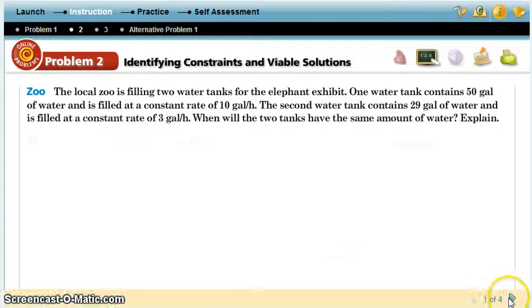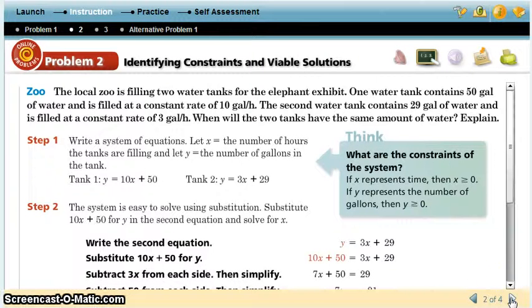So now what we have to do is we've got to actually set up our equations. Now this is our think box here that we just discussed, how we've got to have time and gallons greater than or equal to 0. So if we have any negative numbers, this is not going to be a viable solution. All right, so here's the first step. You've got to write your equations.